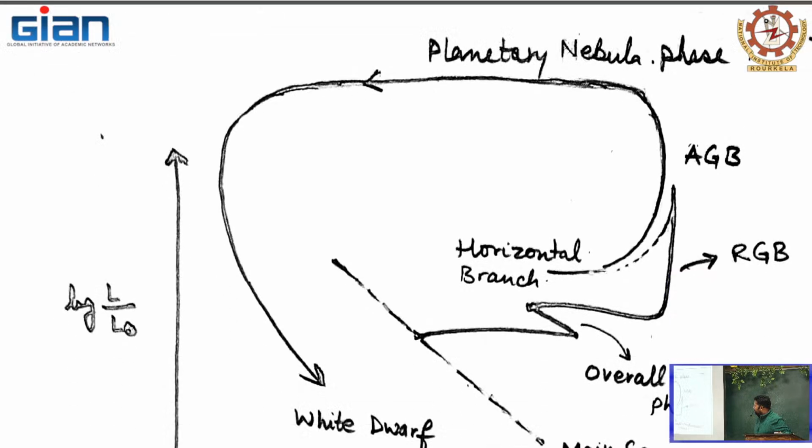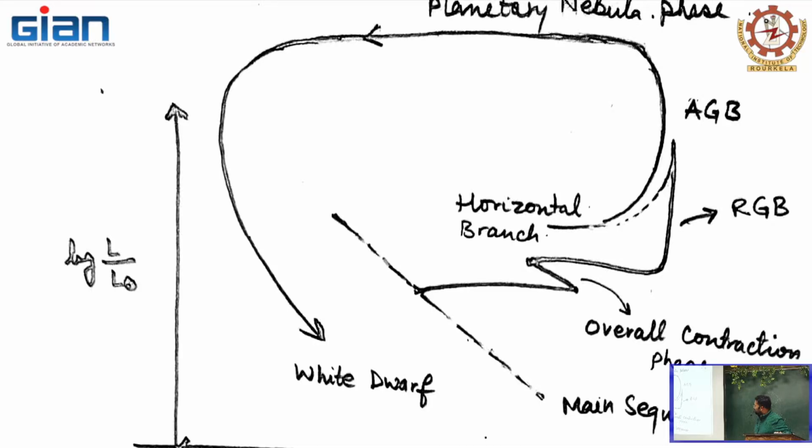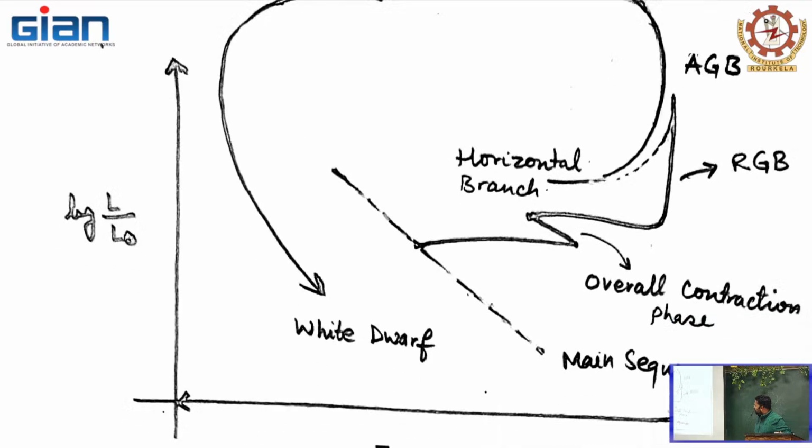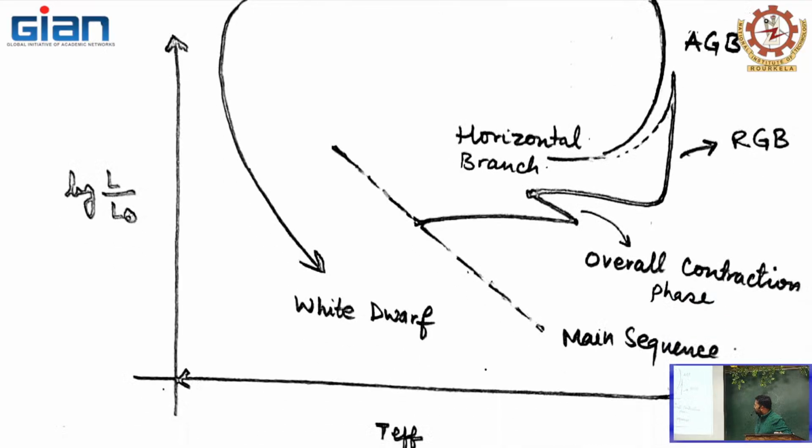So in the HR diagram, okay, let me put it here. Yes. So in the HR diagram, if I try to mark these evolutionary states, this is represented here. Again, on the x-axis we have surface temperature, which is sometimes also referred to as effective temperature. It is increasing in the negative x direction, and we have the luminosity on the y-axis. It is increasing in the positive y direction.